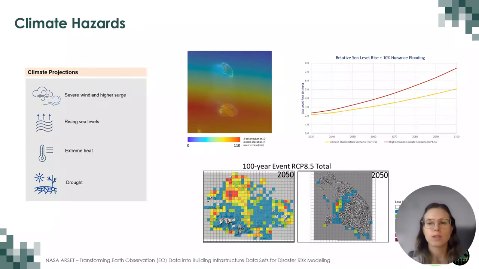So we start by looking at the climate hazards that are important for our study area, which can be hurricane, severe wind and higher surge, can be sea level rise, extreme heat, and drought. And also, of course, we're looking at climate projections of these hazards, so how these hazards are going to change through time.